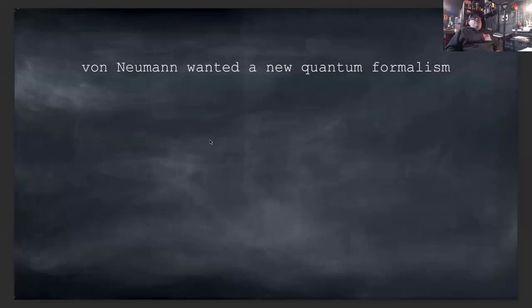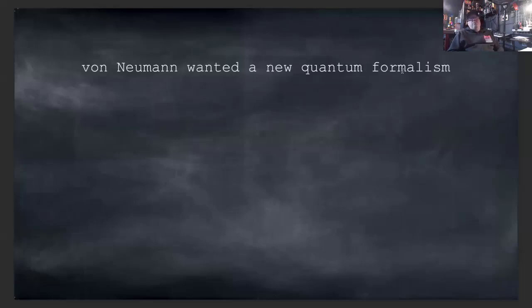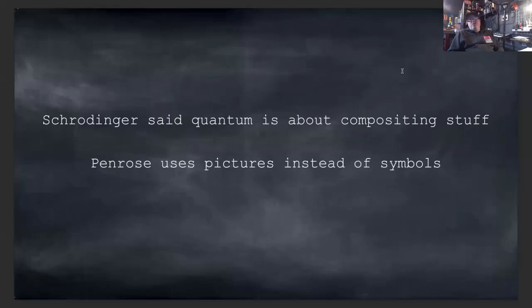Right. So let's summarize a little bit. Von Neumann wanted the new quantum formalism. Schrödinger said that quantum is about composing stuff. That the most important thing in quantum is how you compose stuff. So maybe if we want a new quantum language or quantum formalism, we want to start from composing stuff in the first place. And then Penrose uses pictures instead of symbols to represent things in physics.